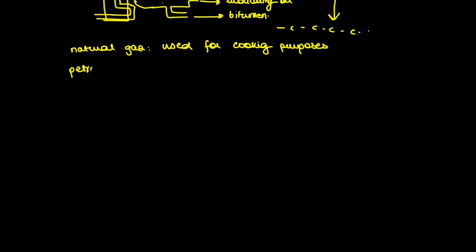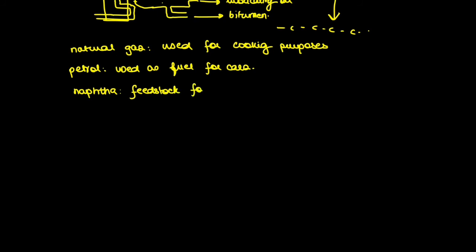Petrol is used as fuel for cars. Next is naphtha. Now naphtha is very useful. We use it in making soaps, and we use it as fuel. It has so many numerous uses that we simply say it is a feedstock for the chemical industry. It's very efficient and it's a very useful fraction.